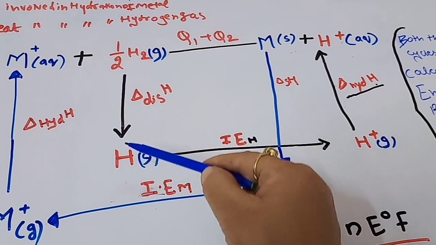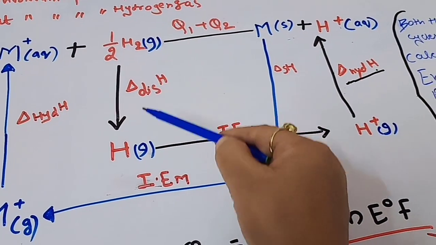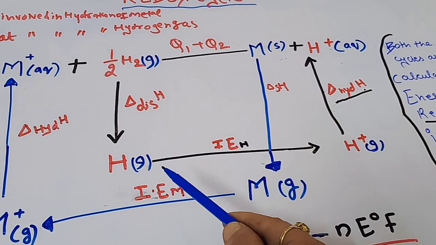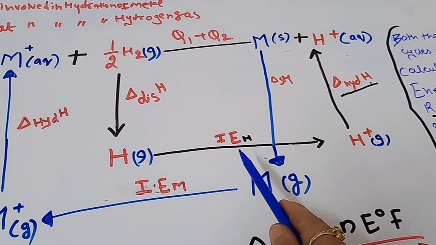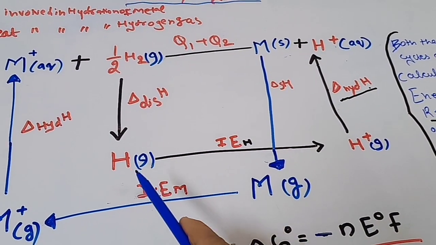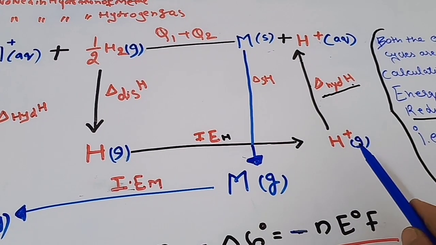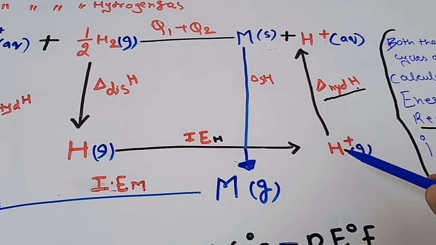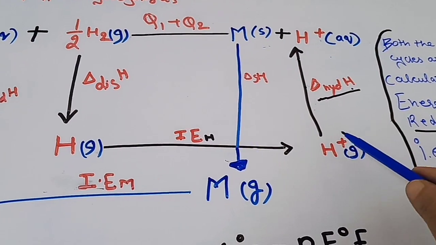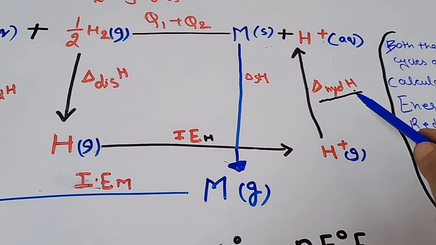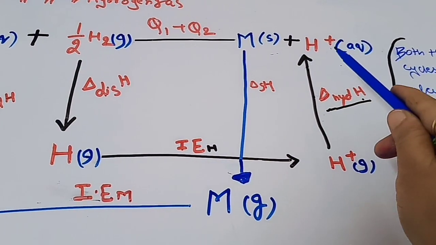The H2 molecule gets dissociated into the H atom in the gaseous state. By supplying the ionization energy, this gaseous hydrogen atom gets converted to the H plus ion, and this gaseous ion, when it interacts with water, evolves the heat of hydration and gets converted into the H plus aqueous ion.